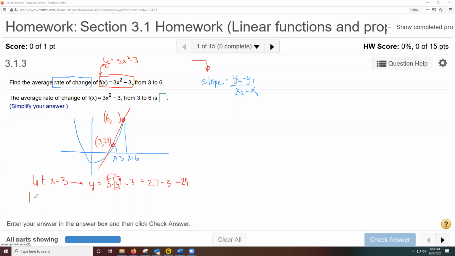All right, let me do the same thing for the other point. For the other point, the x value is 6. So I'm going to let x equals 6, do the same thing. Y is 3 times 6 squared minus 3. 6 squared is 36. 36 times 3 is 108. So this is going to be 108 subtract 3, which is 105. So I now know this other y value, it's 105.